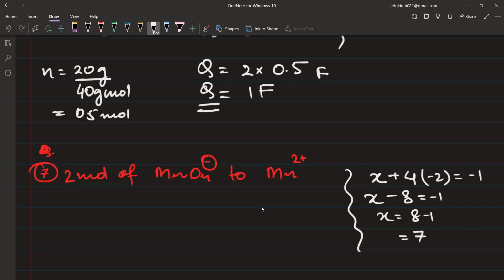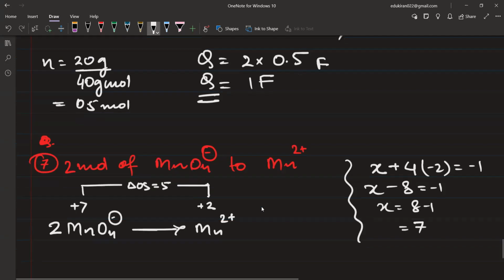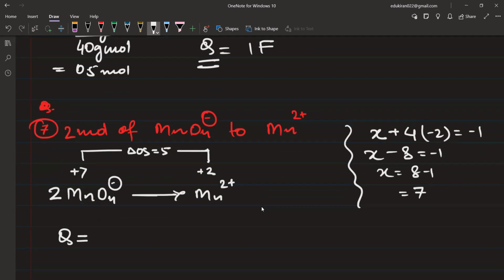Now, what we are doing? We are going from MnO4 negative to Mn2 positive, right? That means we are having an oxidation state of plus 7, and from plus 7 we are moving to plus 2. The change in oxidation state is equal to how much? Of 5. And how many moles do we need? We need 2 moles, right? So the charge is going to be the delta OS multiplied by the stoichiometry, which is equal to 5 into 2, which is equal to 10 Faraday.